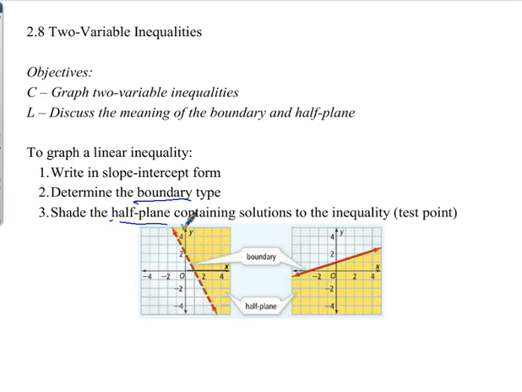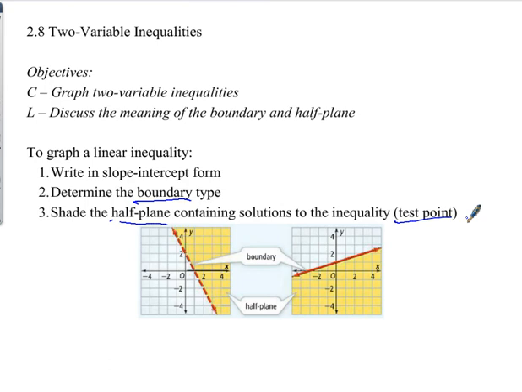The half plane is, if you think of this as being an entire plane that extends in every direction forever, this line right here, no matter where it is, cuts that plane in half. So we have one half and we have the other half forming the entire plane. So the half plane is just the half that we shade on our inequality. And the way we find our half plane that we're going to shade is by using a test point.